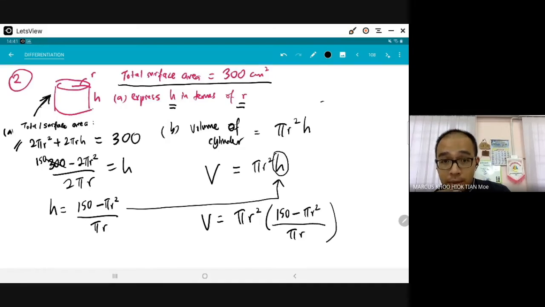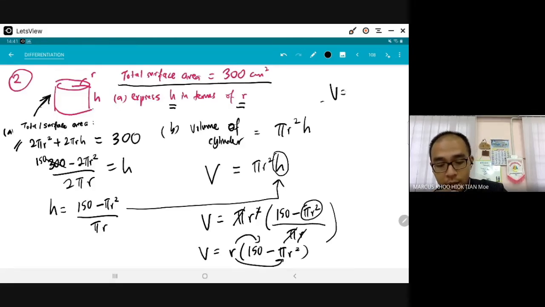Okay. Now let's simplify this. The pi and the pi over here can cut. Ini tak boleh sentuh guys sebab this is two terms. Okay. Don't touch this. Leave it alone. Okay. And then on top of that, this r squared and this r boleh potong. So what are you left with? You are left with V equals to R times 150 minus pi R squared. Okay, and all you have to do is just multiply it in and you will get V equals to 150R minus pi R cubed.